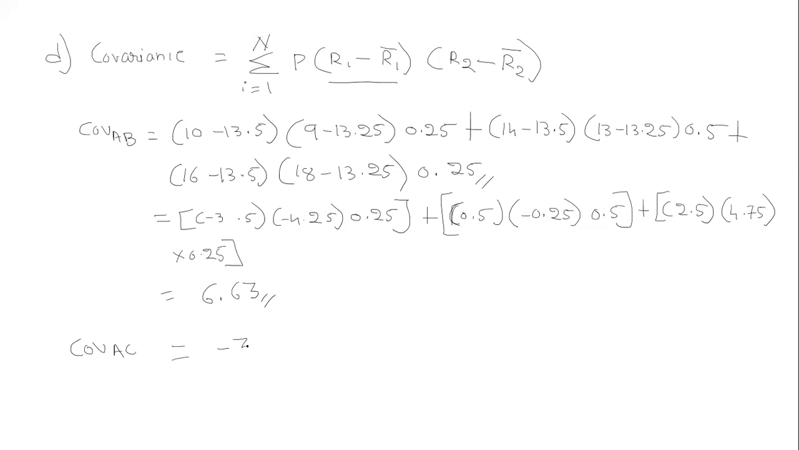We'll get -3 for covariance A and C. And covariance for B and C we will get -4.5. So we calculated the covariance for AB, AC, and BC. In this problem he has not asked to calculate the portfolio risk, but we will study it. So taking the same problem and investing an equal amount in all the securities, what will be the portfolio risk?